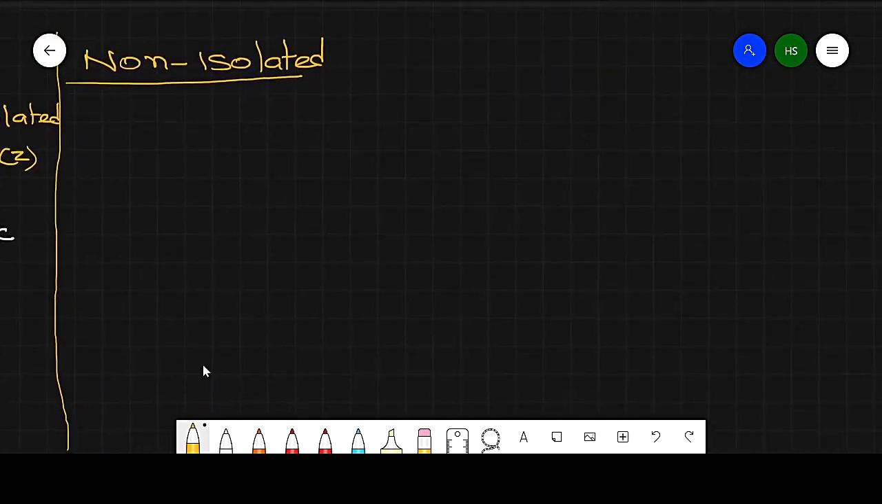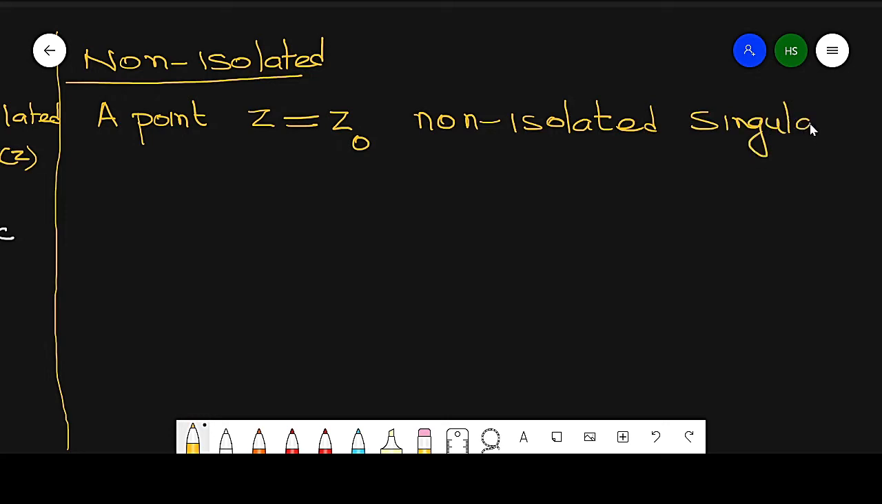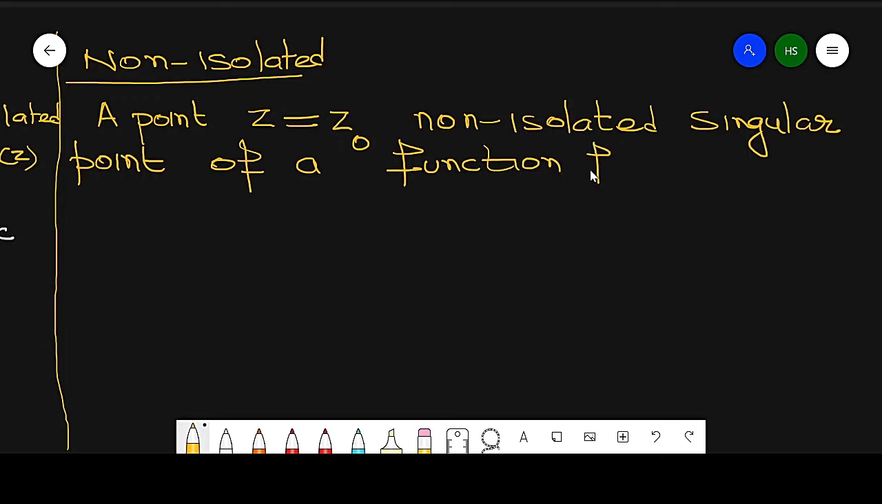Now what is the definition of a non-isolated singular point? A point z equal to z naught is called a non-isolated singular point of a function f(z).